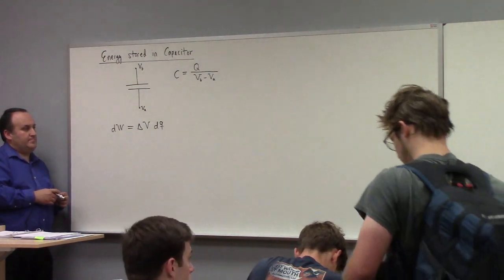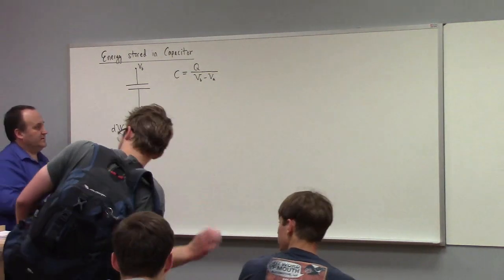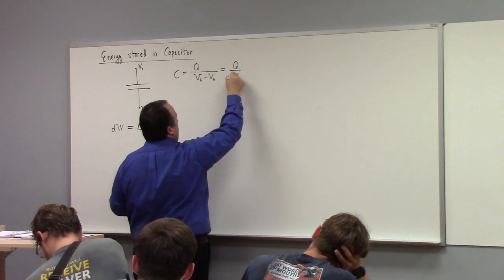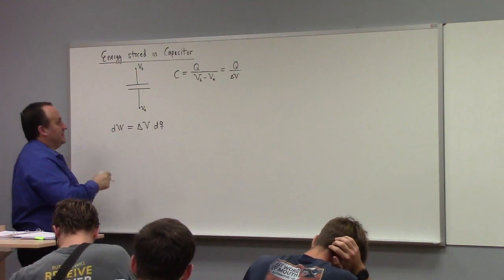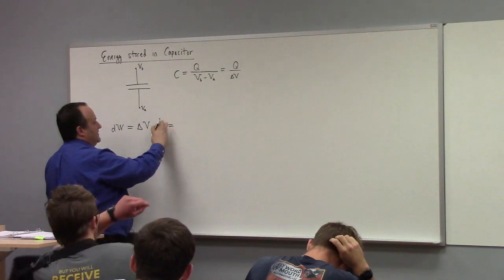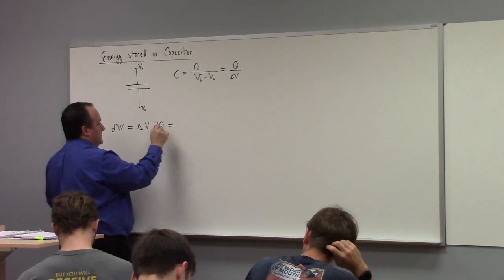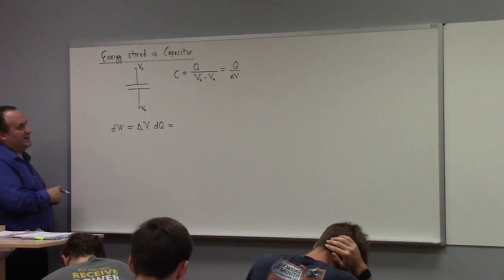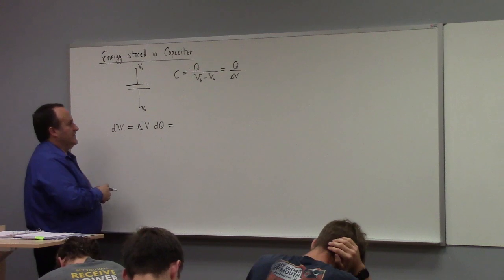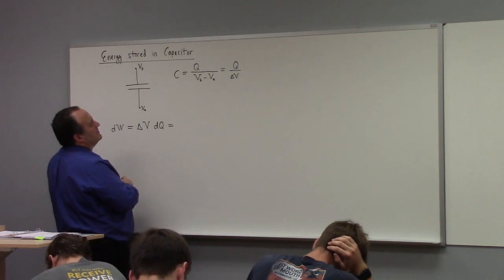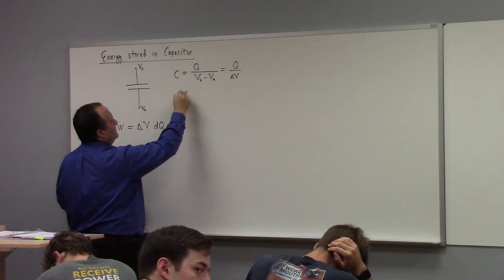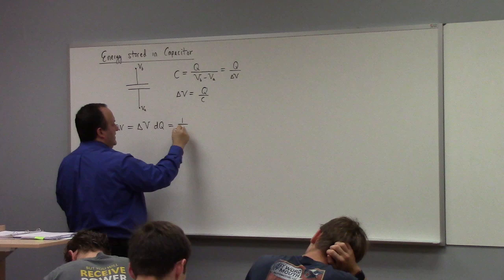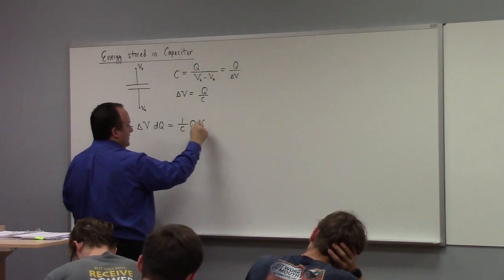But the thing is, what is the change in voltage? We can rewrite this. I should have put a big Q here, consistent with my choice of letters. So we've got Q dq over C, is that right? Change in V is Q over C, right? So this is 1 over C times Q dq.